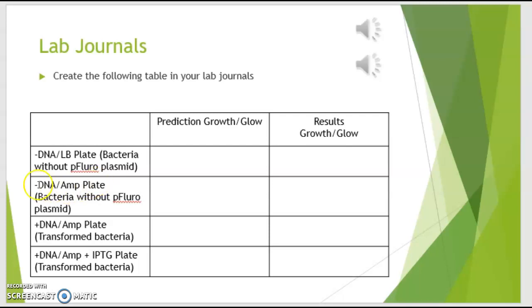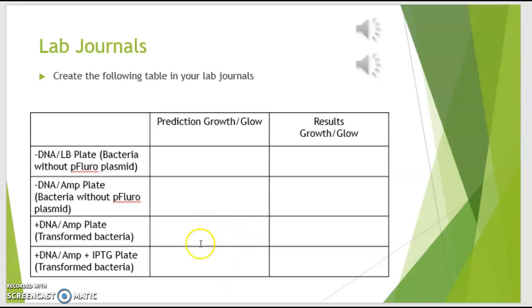And the next plate is saying E. coli without the plasmid, but it's on a plate that has Luria broth bacteria food. You can assume that. And this plate also has ampicillin. So would you expect E. coli without the plasmid to grow and or glow on this plate?